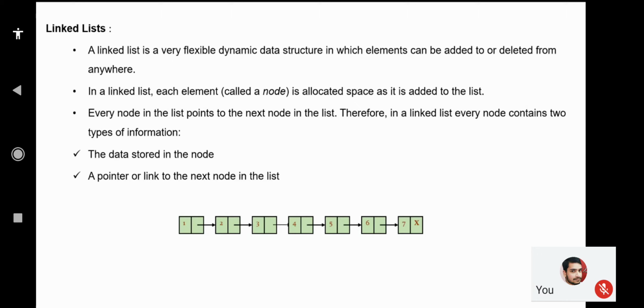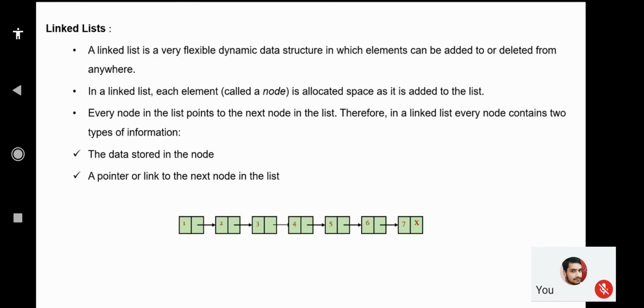The address of the next element is 1002. It's an integer array, so the size of an integer is 2 bytes. This is contiguous memory location for an array. So if this is 1000, it should be 1002, then 1004, 1006, 1008 and so on. That means elements are stored in contiguous memory location.